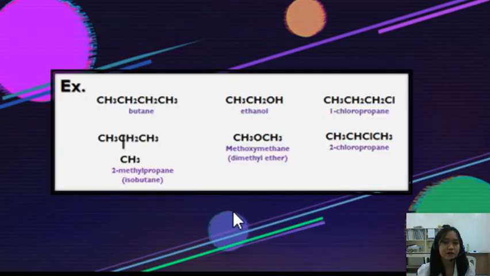Next. Okay, so example pa rin ito siya. So, for example, 1 chloropropane and 2 chloropropane. So again, 1 chloro because your chlorine is attached or bonded to the first carbon atom. While dito, 2 chloropropane because the chlorine is attached to the second carbon atom. Okay.